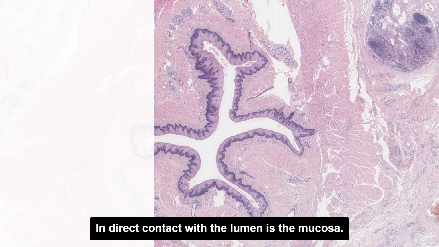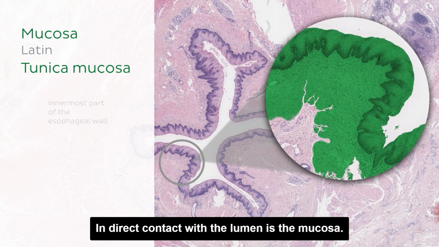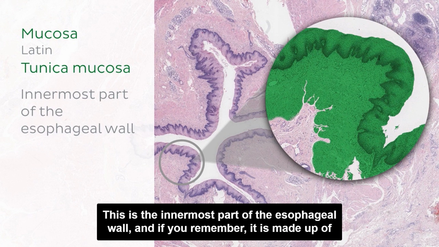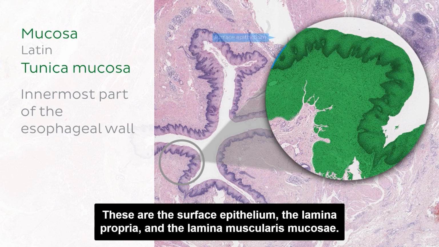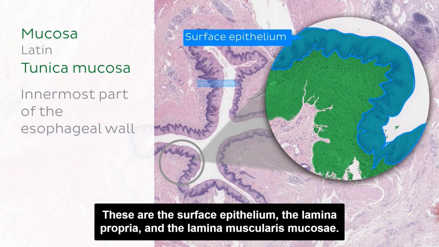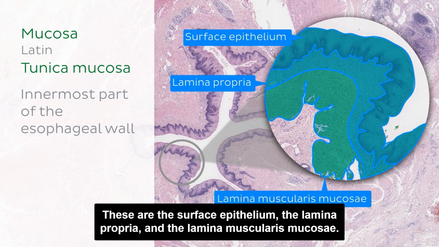In direct contact with the lumen is the mucosa. This is the innermost part of the esophageal wall, and if you remember, it is made up of 3 separate parts: these are the surface epithelium, the lamina propria, and the lamina muscularis mucosae.